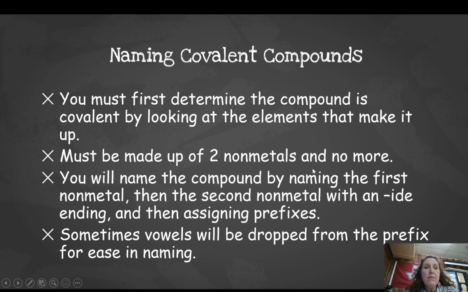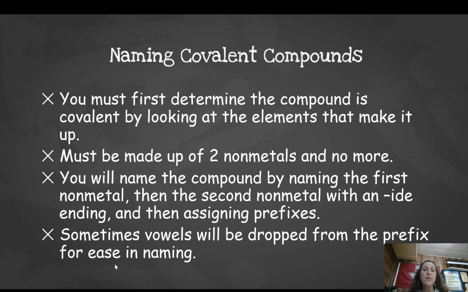So when you are naming covalent compounds, you first have to determine that the compound is covalent. So you've got to look up the elements on the periodic chart and make sure they're two nonmetals. Covalent compounds typically will not be made of more than two elements, and there will always be two nonmetals, right? We remember that from earlier.